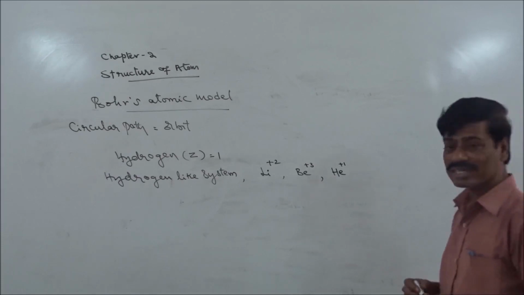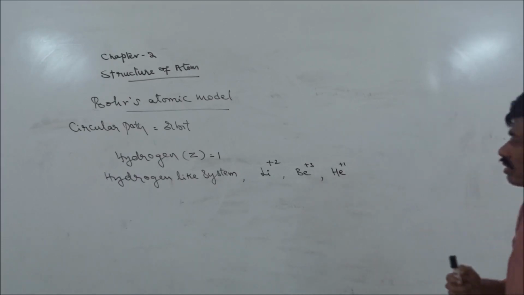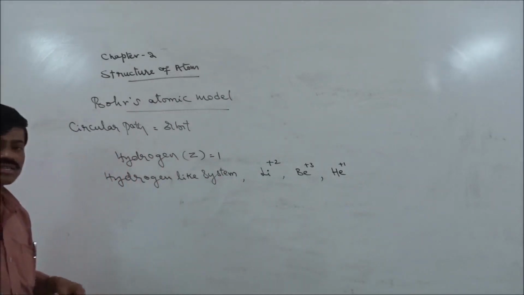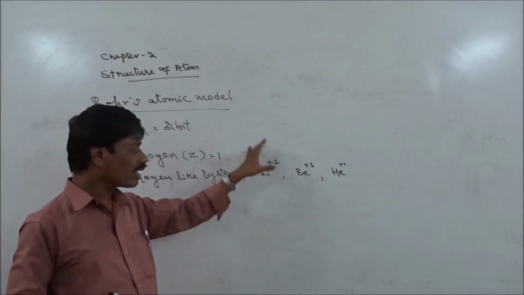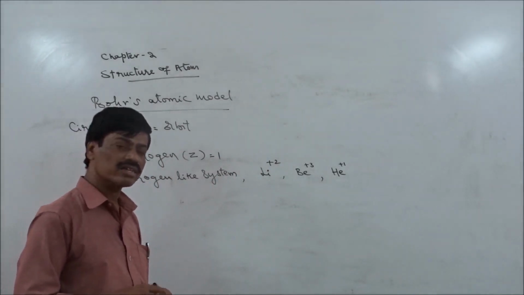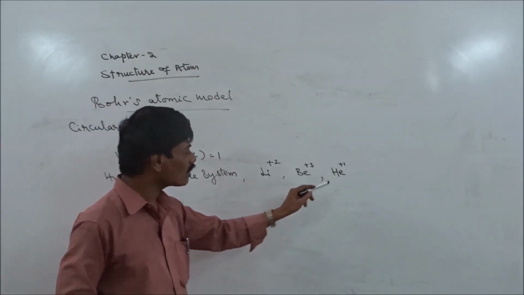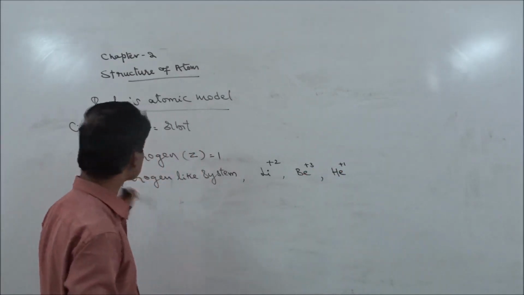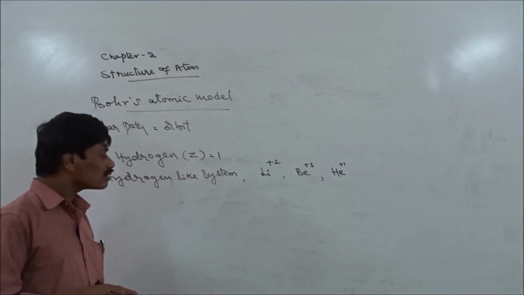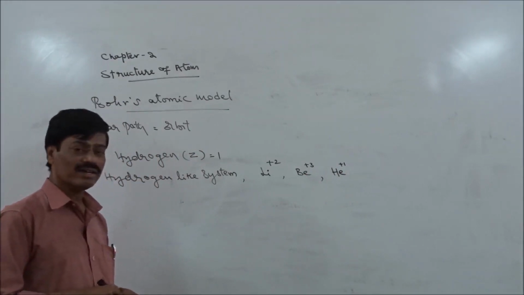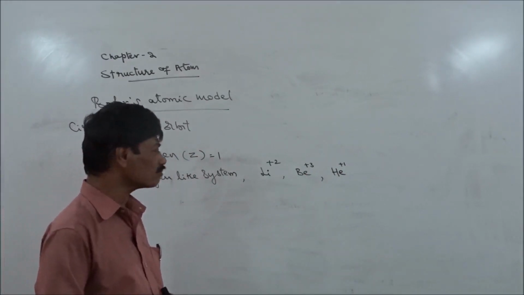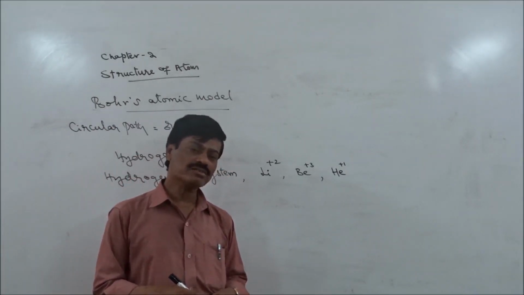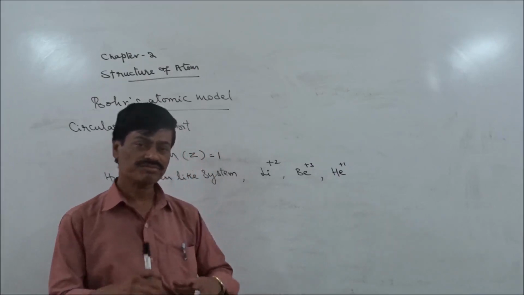And Bohr could not explain the spectra formed by the systems which contain more than 1 electron in it. Like helium, He contains 2 electrons. What I have written here is He plus. This contains only 1 electron. So Niels Bohr could not explain the spectra formed by the lithium atom, that is Li, beryllium atom, that is Be, helium atom, and so on.